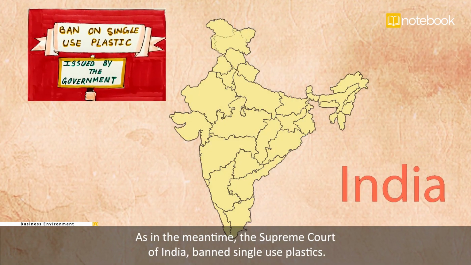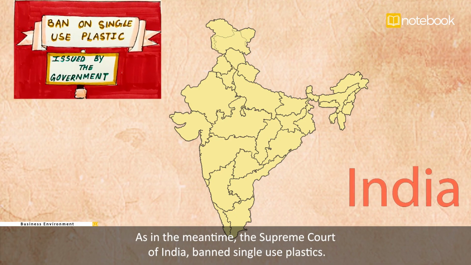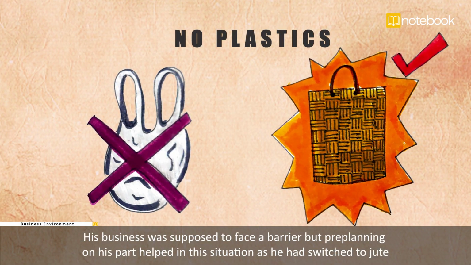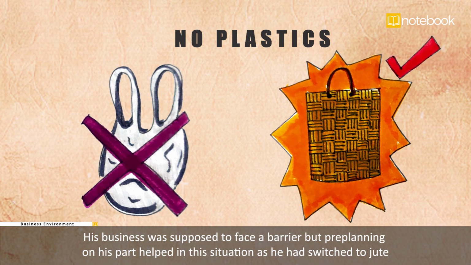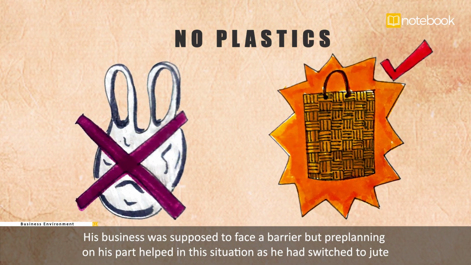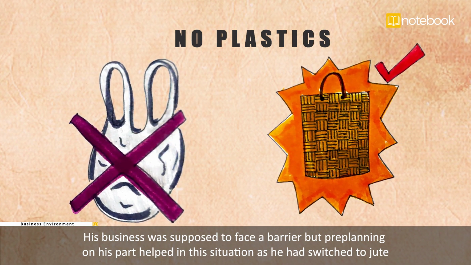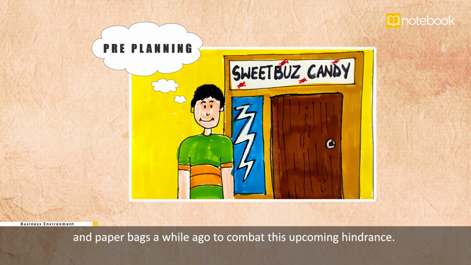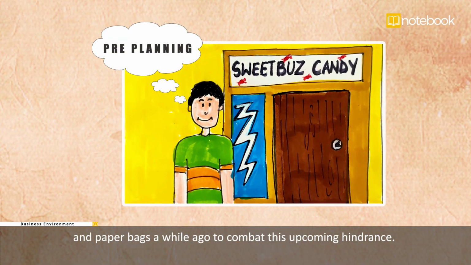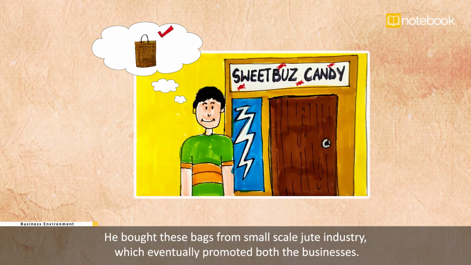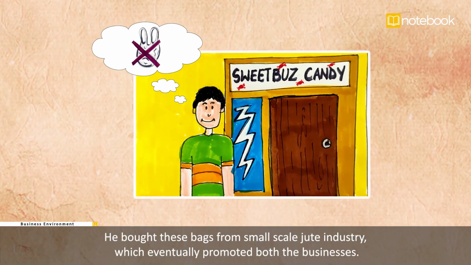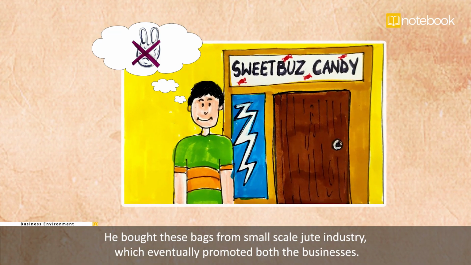In the meantime, the Supreme Court of India banned single-use plastics. His business was supposed to face a barrier, but pre-planning on his part helped in this situation, as he had switched to jute and paper bags a while ago to combat this upcoming hindrance. He bought these bags from a small-scale jute industry, which eventually promoted both the businesses.